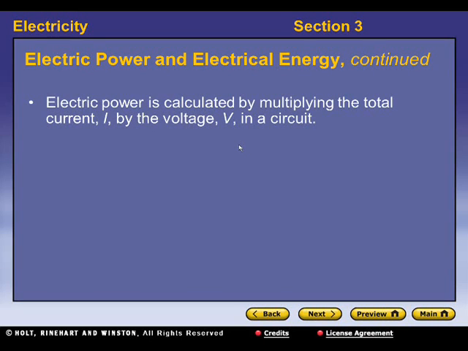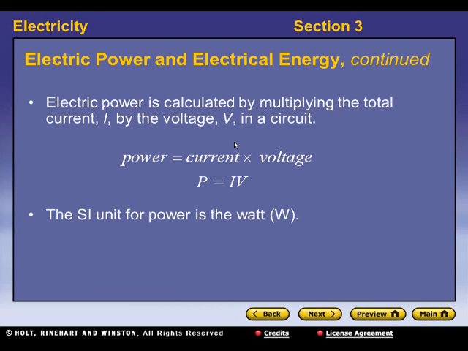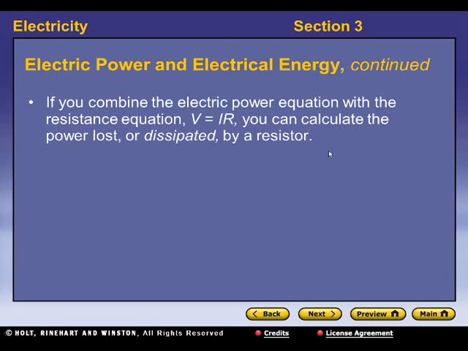So electric power is calculated by multiplying the current times the voltage in a circuit. So power is equal to current times voltage, or P is equal to I times V, because the symbol for current is I, and the symbol for voltage is V. The SI unit for power is the watt, which is equal to 1 volt ampere, or ampere volt, or volt times an ampere.